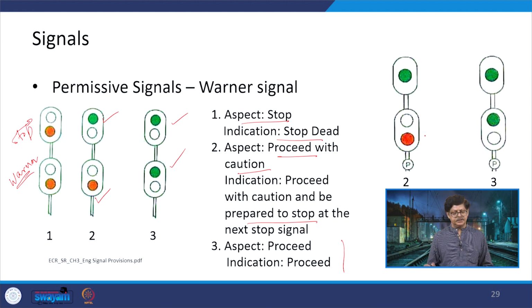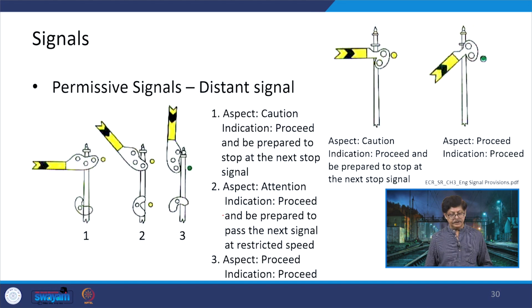Another case is here, that is basically for the permissive signals. Permissive signals, here we are talking about the distant signal. So, it says move, but with caution, or otherwise it moves. So, the 2 and 3 will be followed here.